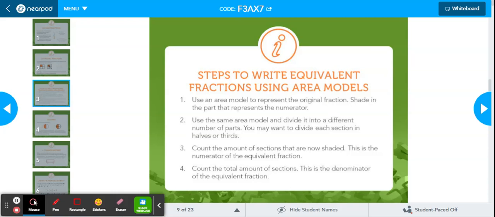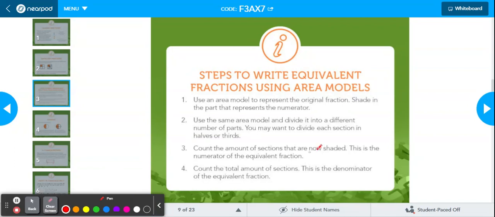So here's some steps to writing equivalent fractions using area models. And you can review these in writing as well after the video. So we're going to use an area model to represent the original fraction, shade in the parts that represent the numerator. You're going to use the same area model and divide it into different parts. So it says you might also want to divide each section into halves or thirds. That's probably the easiest way to do it. I'll show you a quick example of what they mean by that.